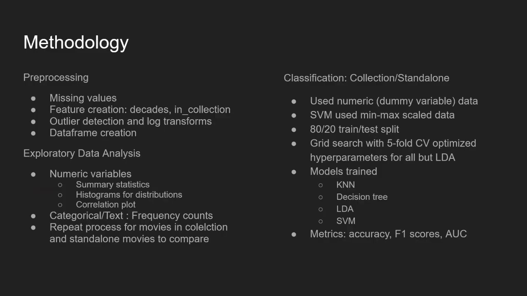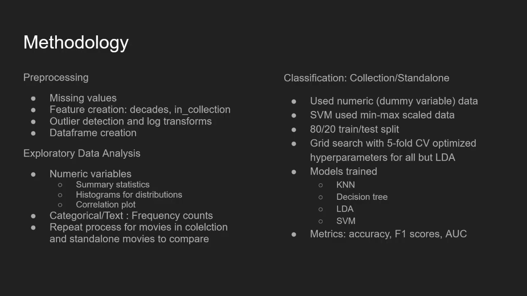For methodology, first there's preprocessing. Preprocessing consists of removing missing values where appropriate, creating features such as decade and a binary variable indicating if a movie is a part of a collection, outlier detection using box plots, log transforms based off of histograms, data frame creation. For exploratory data analysis, numeric variables will be examined using summary statistics, histograms, and a correlation plot. Categorical and text data will be analyzed using frequency counts. This process will be repeated for standalone and collection movies to compare.